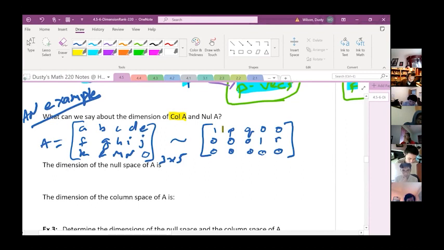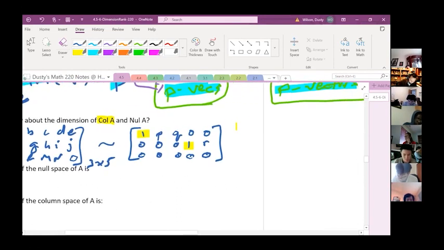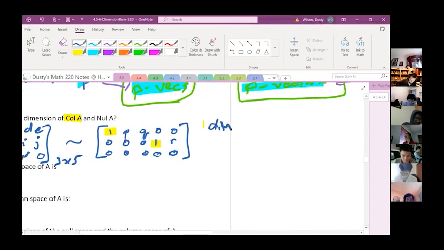I'm going to count the pivots. Okay. And so we would say that the dimension of the column space of A is equal to 2 in this particular case. And again, we just sort of made it up. Dimension of column space of A.